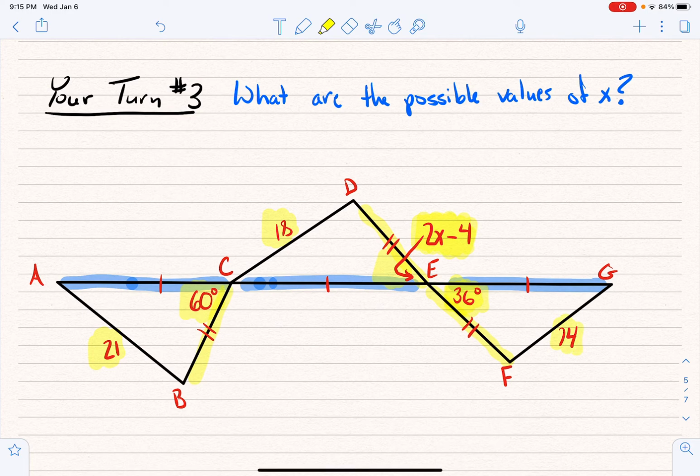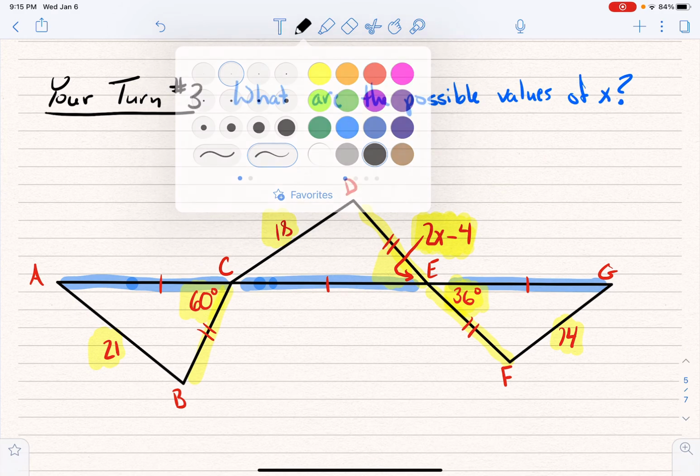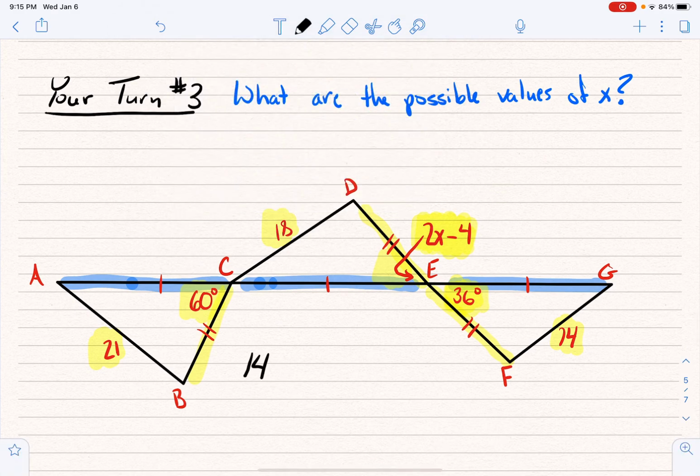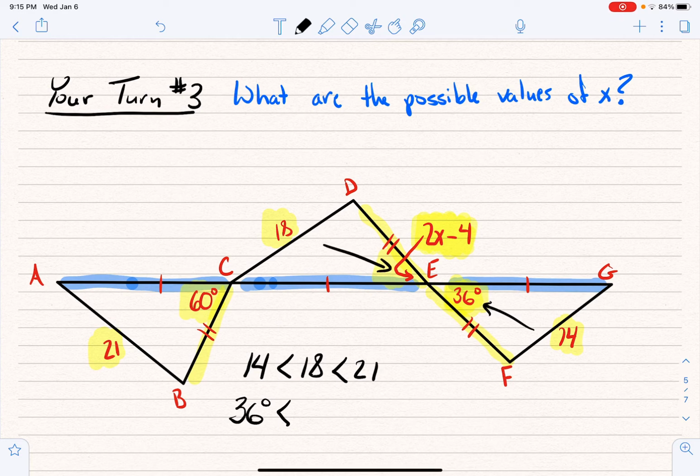So what I know is I could solve this a couple different ways, but how I would look at it is say, I know that 14 is less than 18, which is less than 21. And the 14 relates to the 36 degrees. So I say 36 degrees is less than, now the 18 relates to the 2x minus 4, which is less than the 21, which relates to 60. Now I have an algebraic inequality that I can solve.